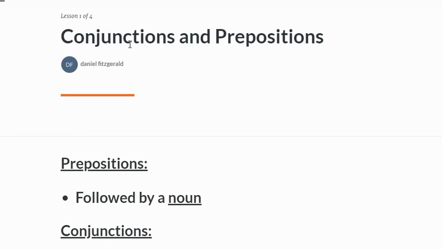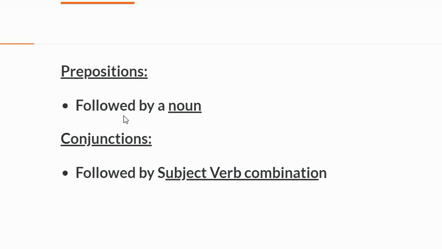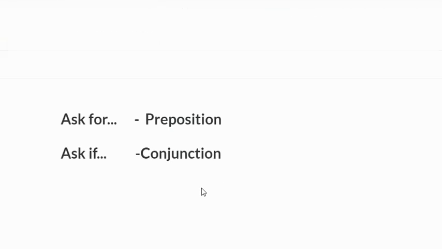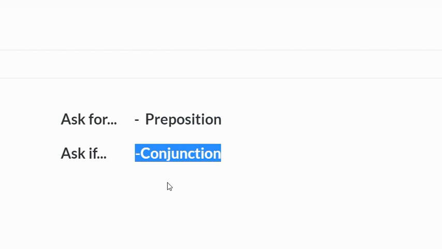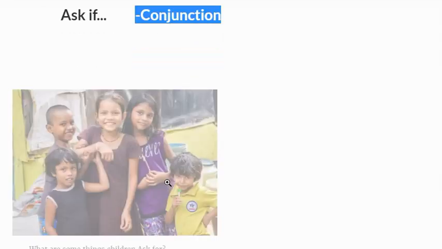So first, let's talk about differences between conjunctions and prepositions. A preposition is followed by a noun, and a conjunction is followed by a subject-verb combination. As an example, we can look at ask for. For is followed by just a noun, that's a preposition. And then ask if is a conjunction, so that's followed by a subject-verb combination.